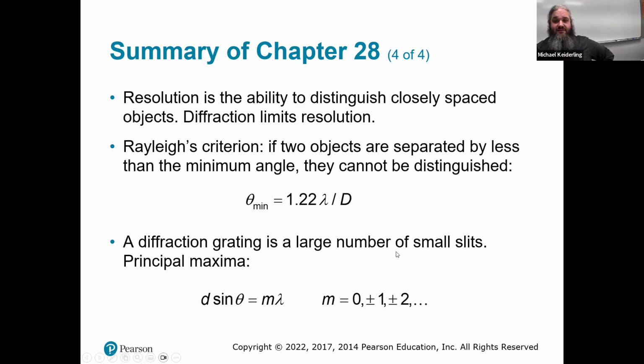And a diffraction grating is a large number of small slits, and the principal maxima occur at d sine theta equals m lambda, where d is the spacing between the slits.